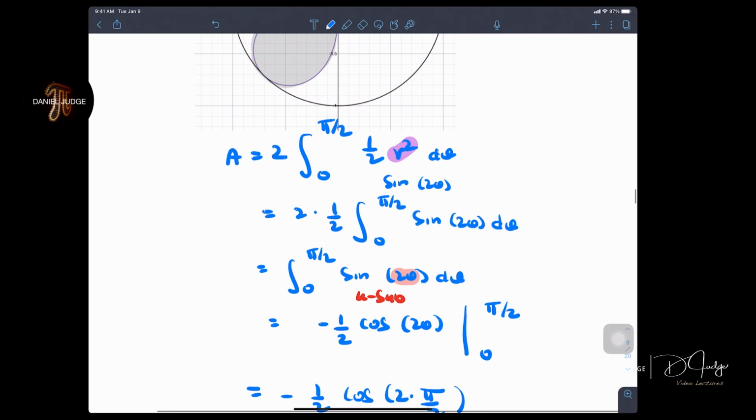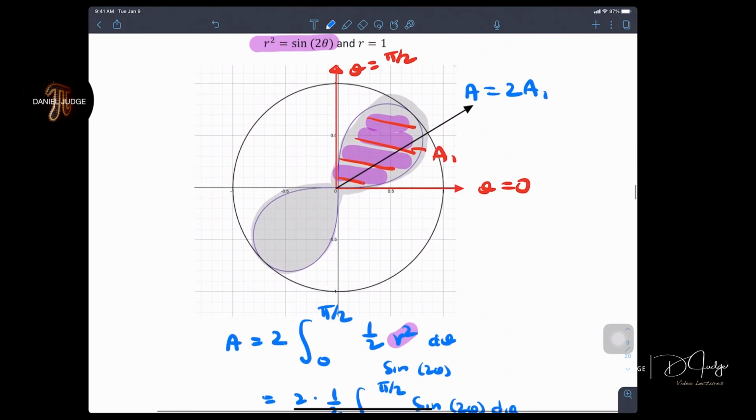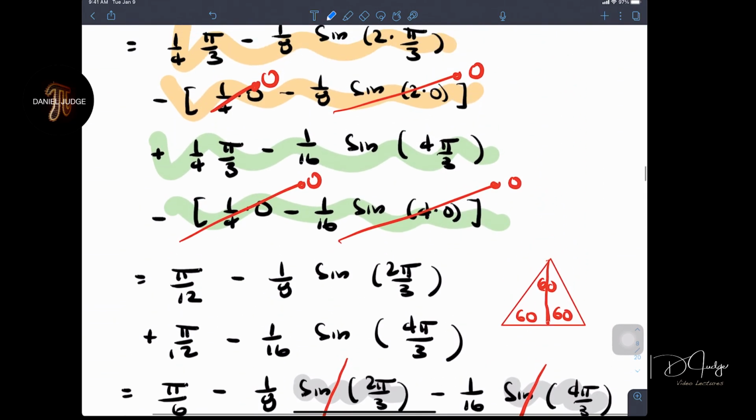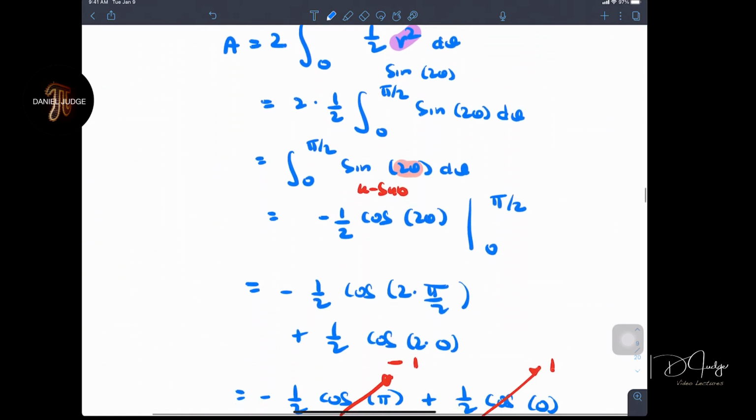So the area here for this question, the whole gray region here, area is 1. So it looks like it's a 1/2 in each one. This is 1/2, and that's 1/2. Don't forget, we doubled it. So ladies and gentlemen, this is how we handle area inside two curves.